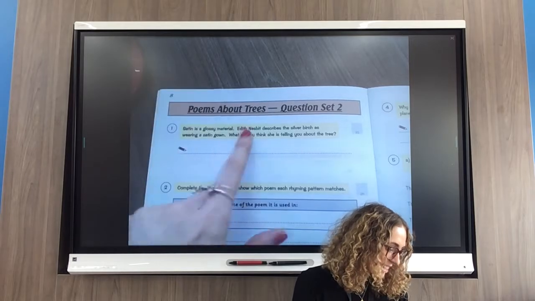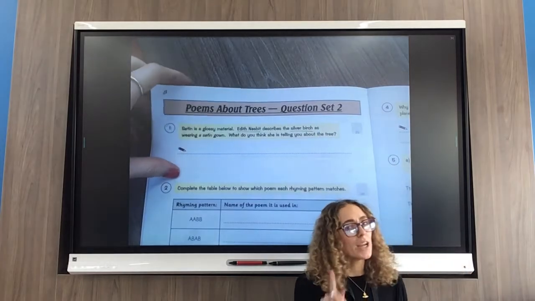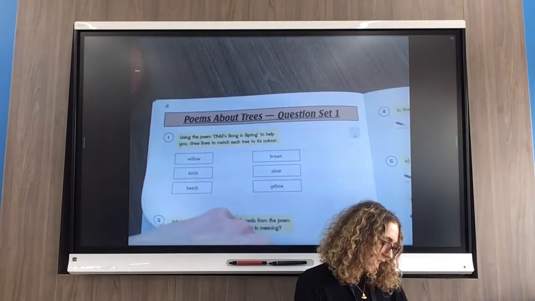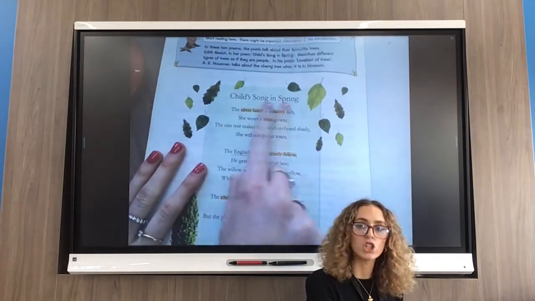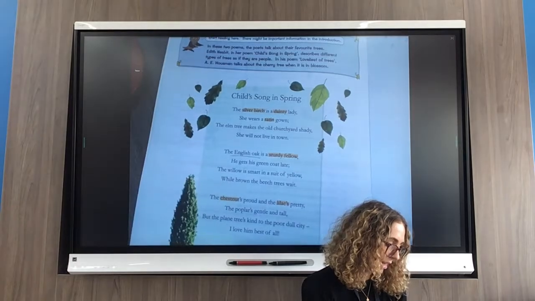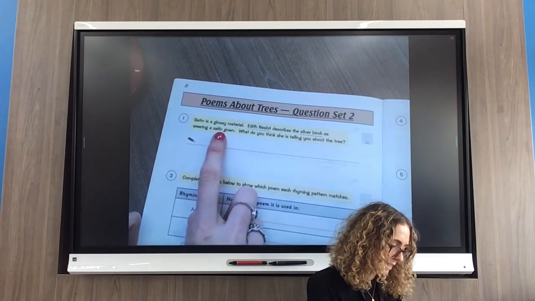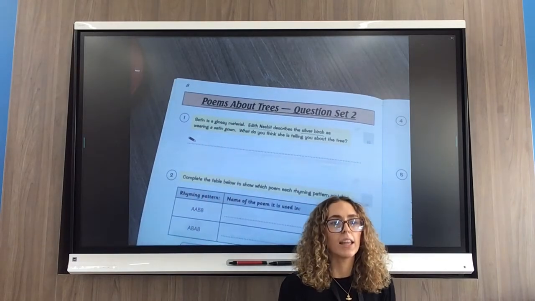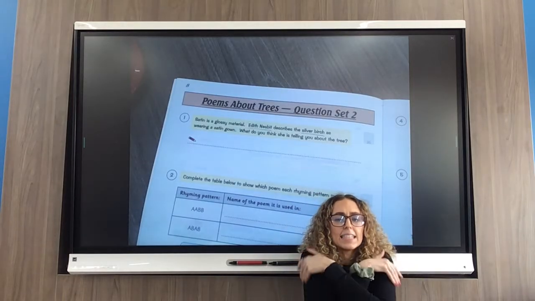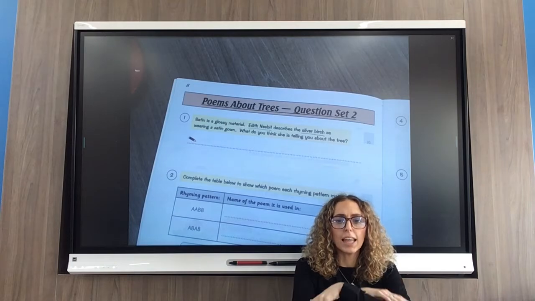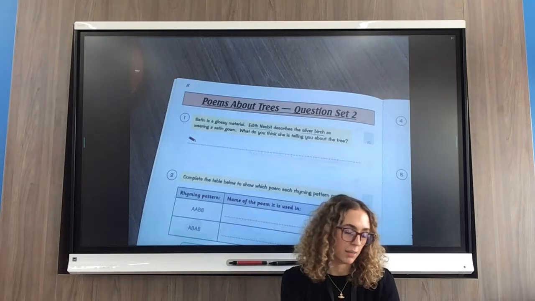Okay. And it says Edith Nesbit describes the silver birch. Which poem is that one, year 3? Edith Nesbit, which poem does she write? Right, she wrote the Child's Song in Spring. So, she describes the silver birch as wearing a satin gown. What do you think she's telling you about the tree? So, picture it in your head. The tree is wearing a satin gown. What is she telling you about the texture of that tree? What does the tree look like? Okay, have a think.